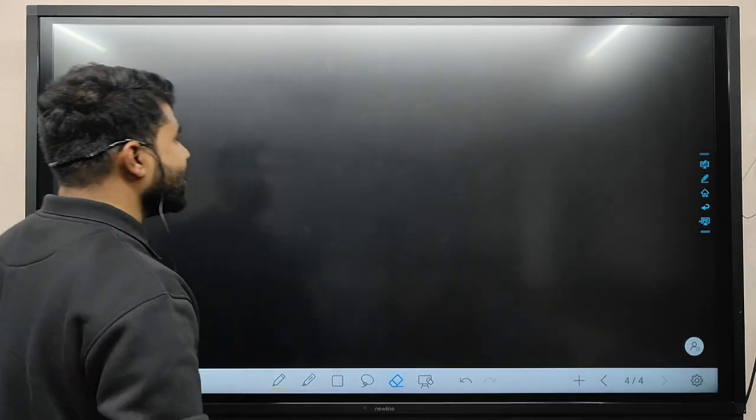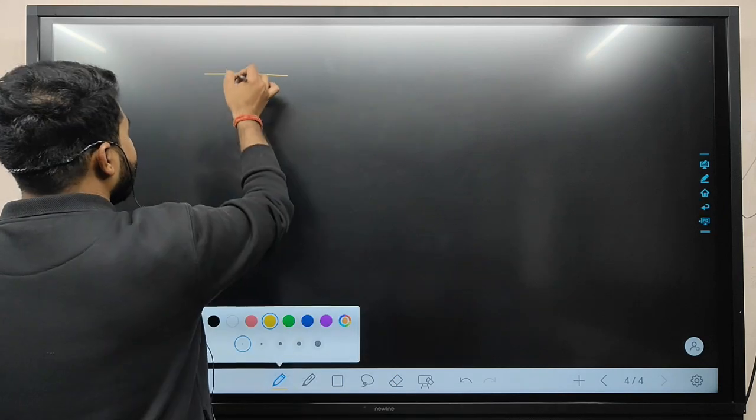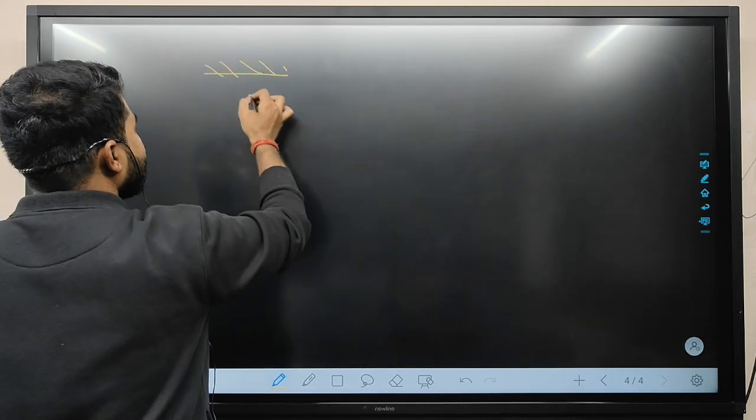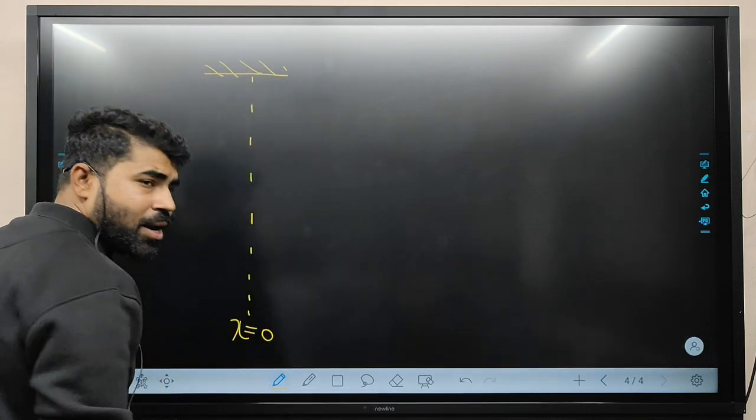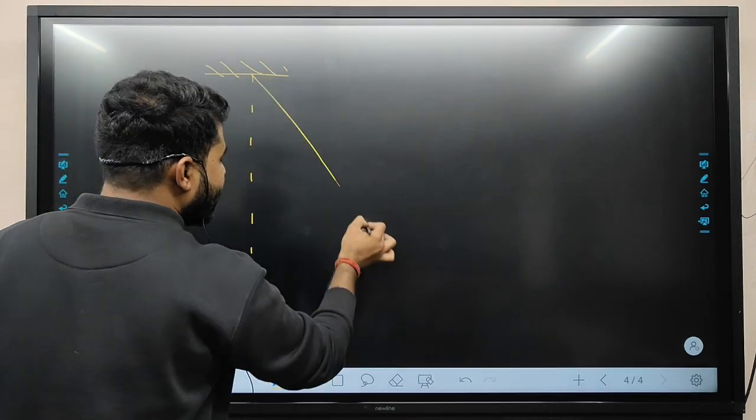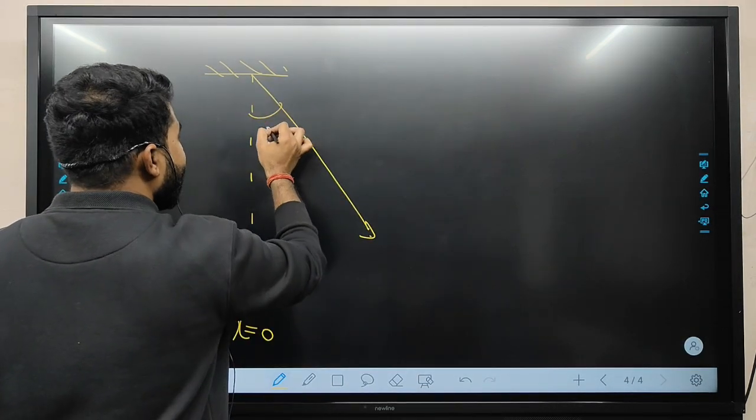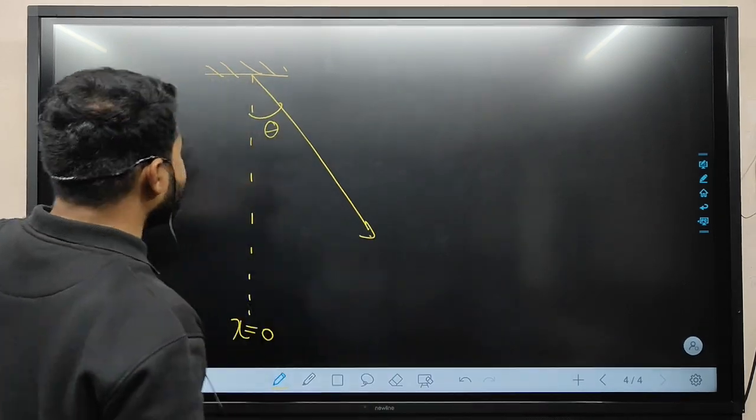Okay. So let us consider our pendulum. This is the rigid support, for example. And this is, for example, the mean position of our pendulum. Now consider our pendulum has taken theta angular displacement in this positive extreme. For example, this is a negative extreme.